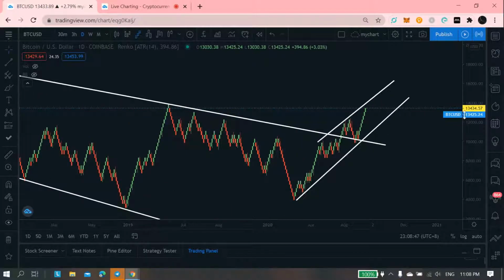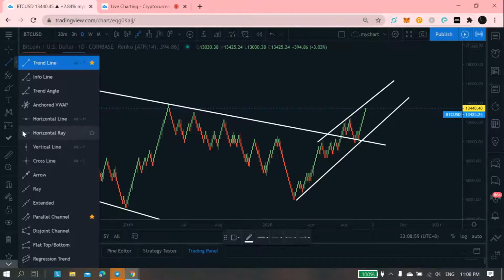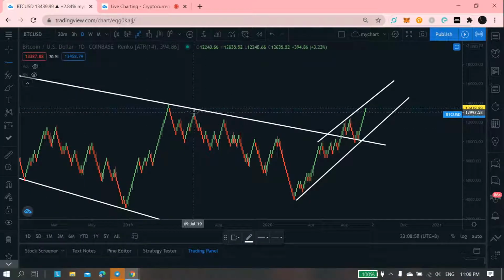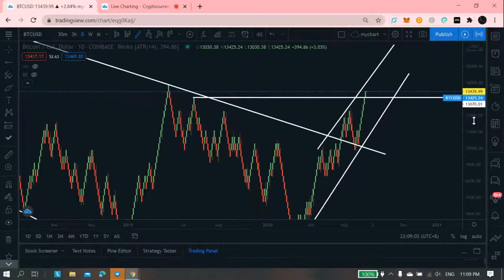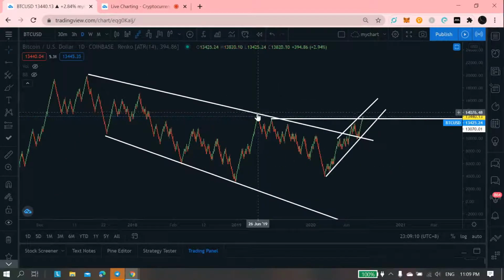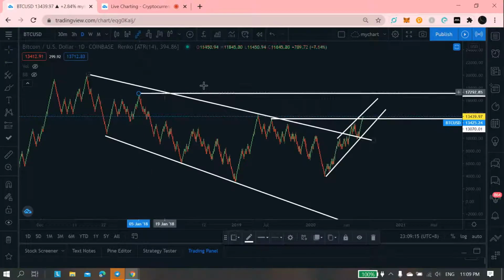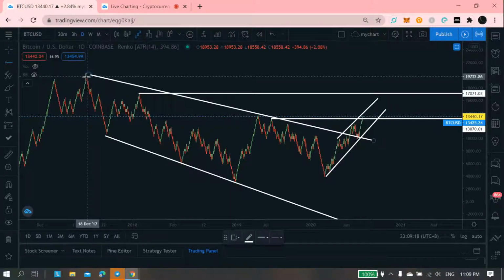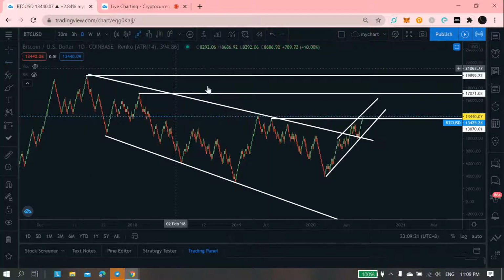The support I'm currently looking at is, each Renko bar can actually serve as support and resistance. So it depends on how you trade. But for me, the immediate support I'm looking at is at this area, around the 13,000 level. And if it breaks 13,800, possibly the next target is the 17,000, and then the 20,000 or near 20,000.